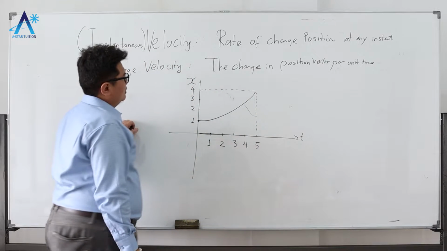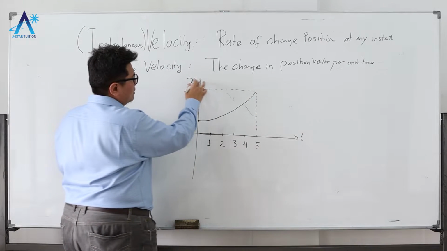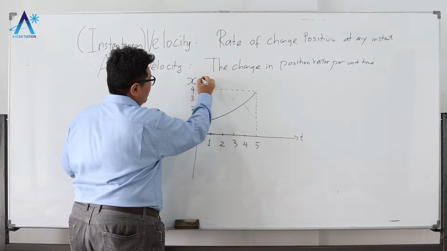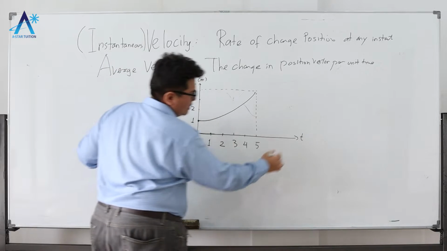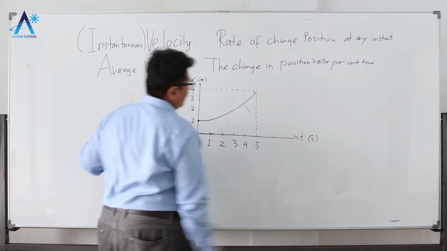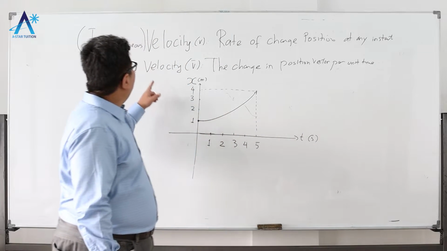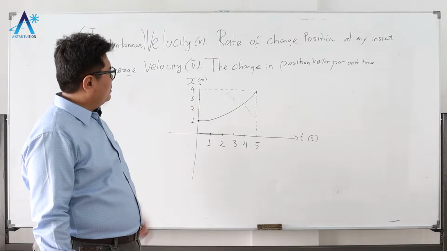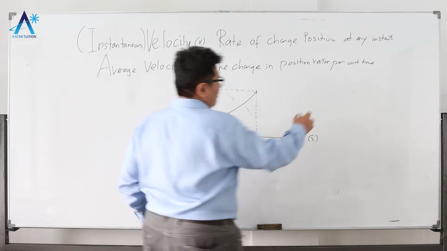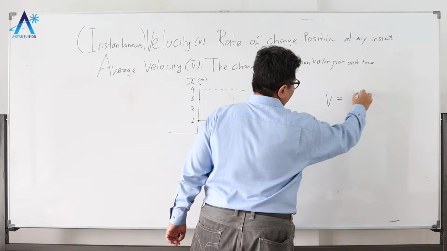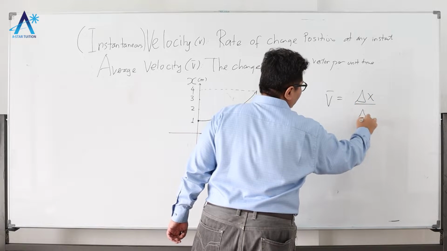Okay, now this is the position, and let me label it with the unit, which is meter, and this is the time, labeled with the unit, which is second. Now let's calculate the average velocity for this motion. Average velocity is equal to the change in position vector over time.